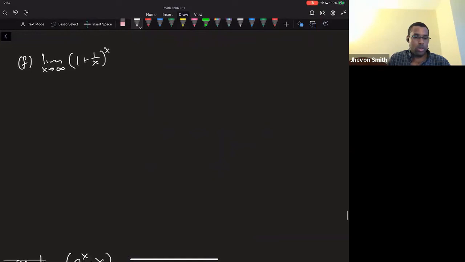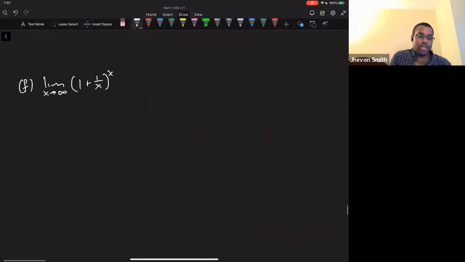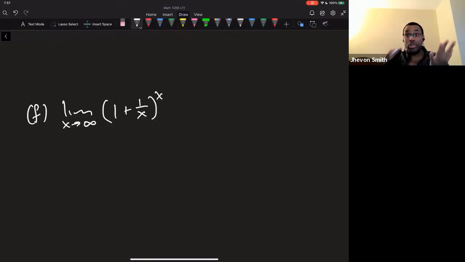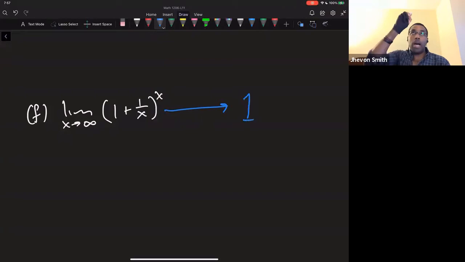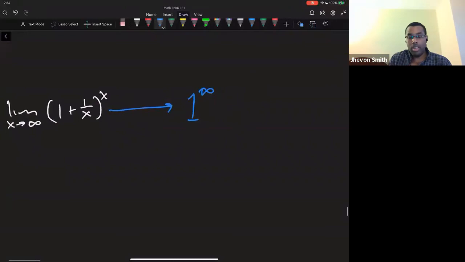Here's another one. And if the last one taught us anything, it's that when we have something to a power, we can actually use the logarithm as a trick. So this one you will notice as x goes to infinity, 1 over x goes to 0, so the denominator goes to 1, and the power x as x goes to infinity will go to infinity. So this is 1 to the infinity, indeterminate. Not convenient though.